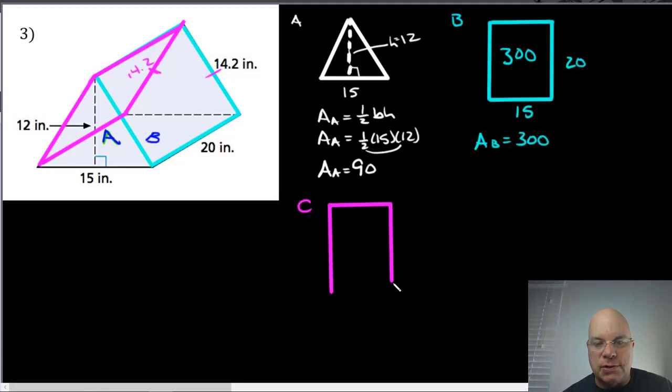There are 2 of these faces that I'm going to label C. And they have a height of 20 still, but a base of 14.2. This is pretty easy to do mentally also. You just double 14.2, you get 28.4. Then move your decimal 1 to the right to multiply by 10. So 284 would be the area of face C.